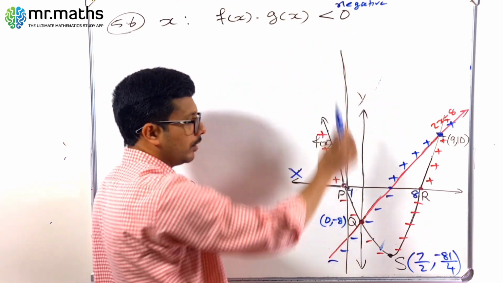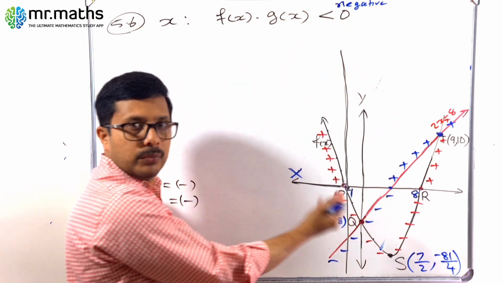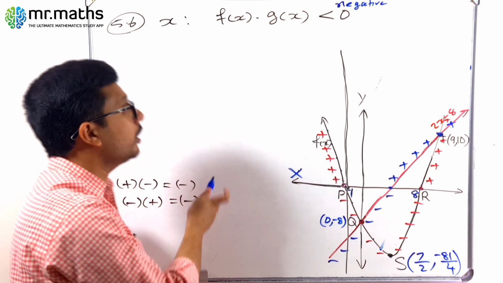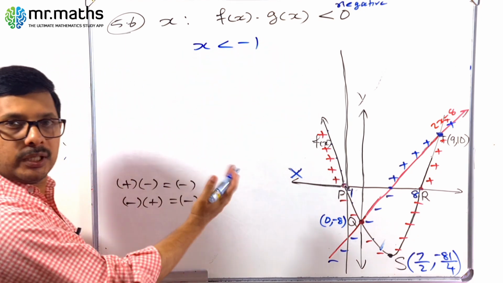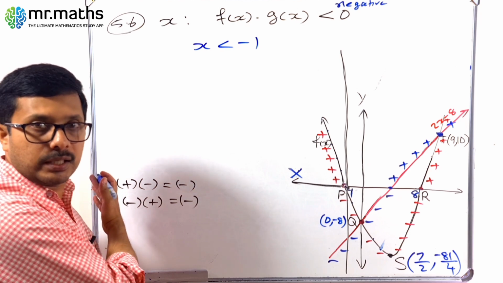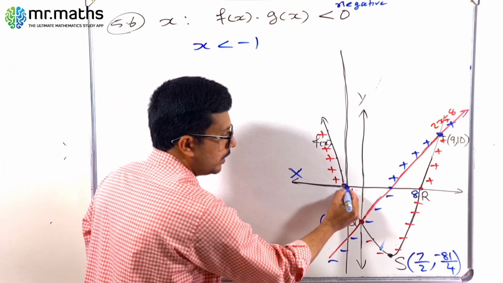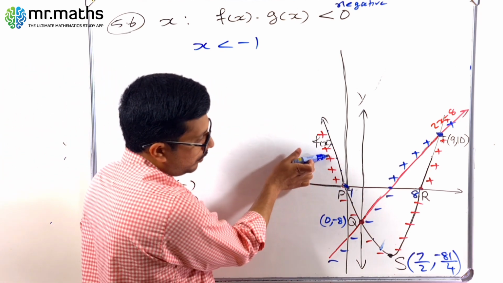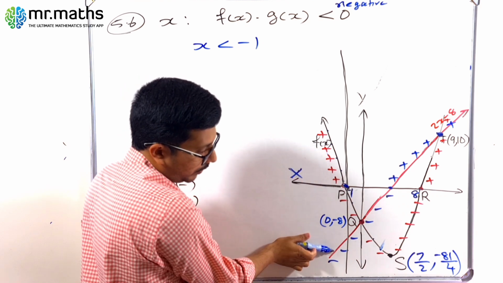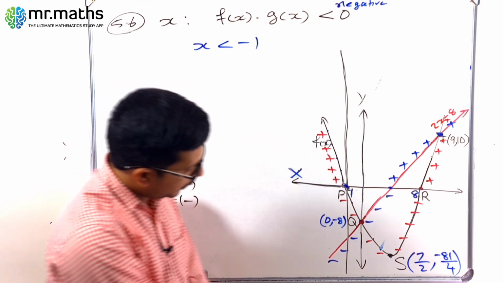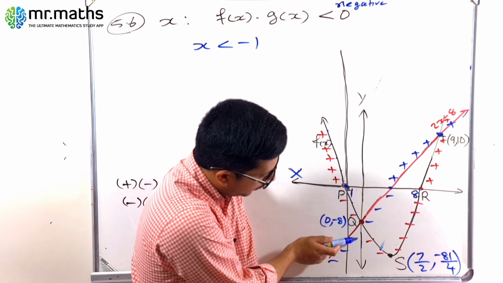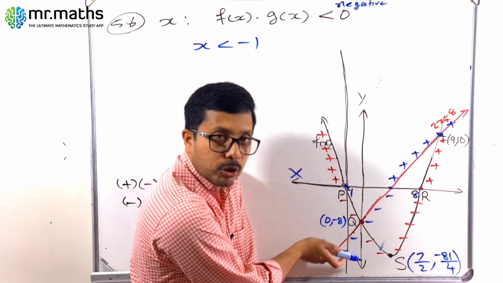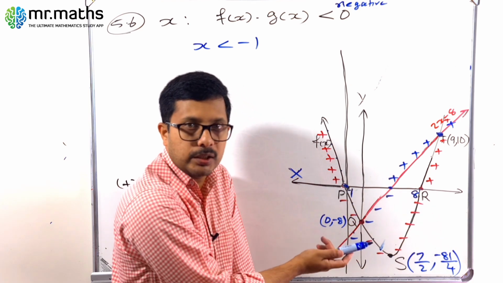That is what we want. Before which x value? Before x = -1. So x before -1 means when x is less than -1, this side it is negative. When x is less than -1, one is positive and the other one is negative. But after this -1, can you see that this is negative and this one is also negative? Both are below the x-axis, so we can't take that one.